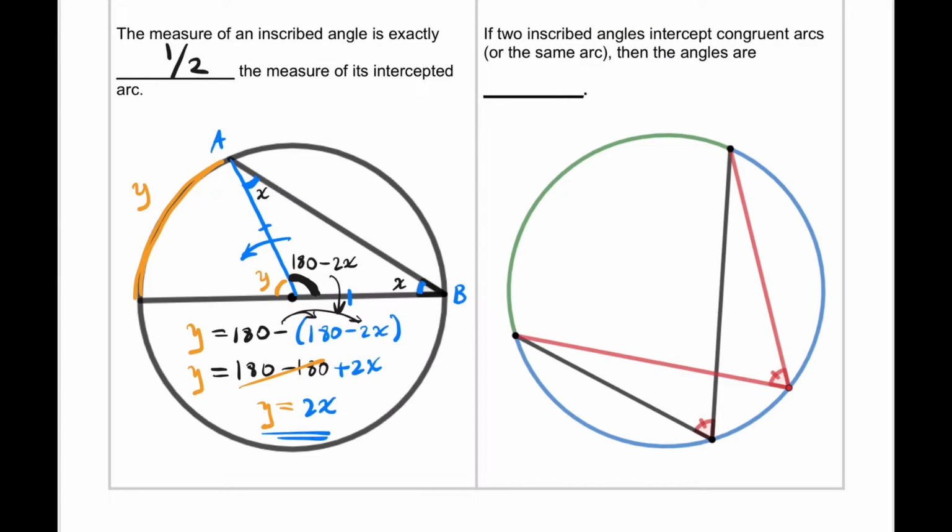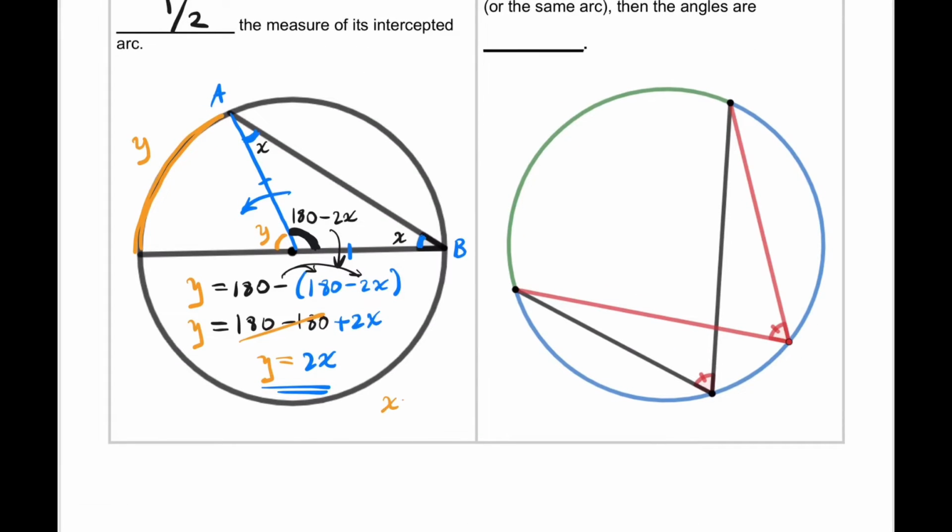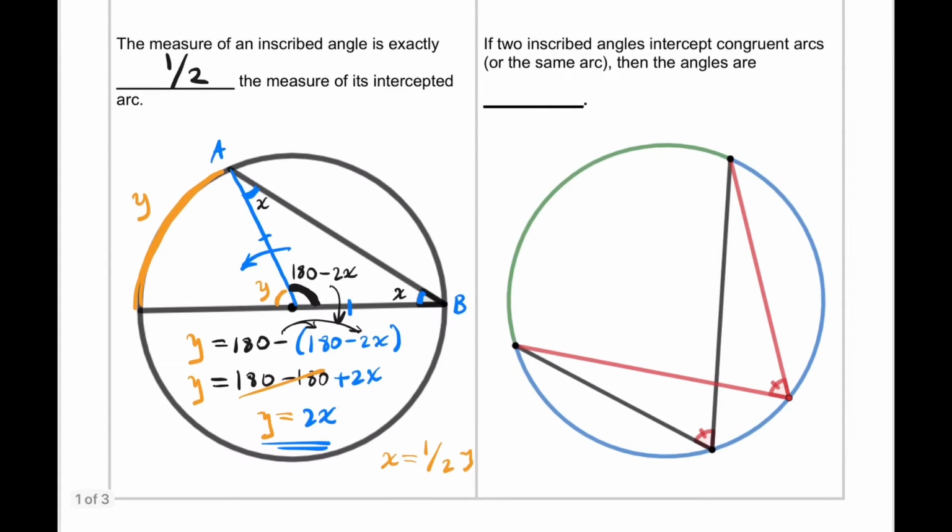Look at that. That's exactly right. So the measure of x, the measure of this angle x, is exactly 1/2 the measure of y. And y is the measure of this arc. So x is exactly 1/2 y. That's exactly what we wrote up here in the theorem.